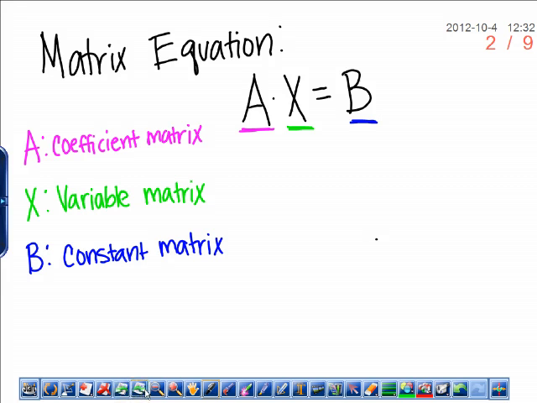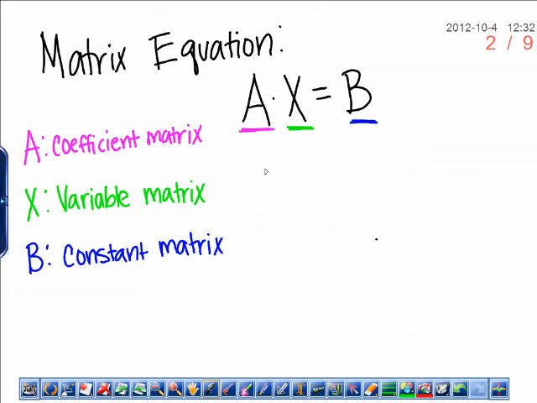All right, so here's a matrix equation. Matrix A times matrix X equals matrix B. Matrix A is what we call the coefficient matrix, and that will make more sense in a little while. Matrix X is what we call the variable matrix. And matrix B is our constant matrix. So, when we solve equations, we're solving for variables. So our goal here is to solve for our variable matrix.